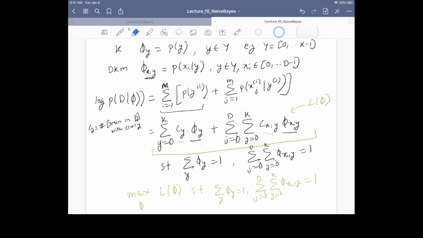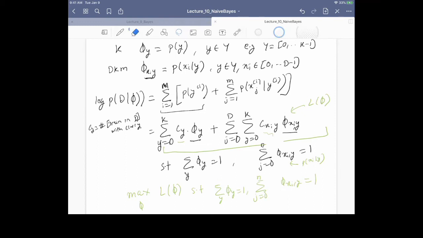Because it's the conditional probability, this really represents the probability of xi given y. So I don't actually have this outer sum over here. I just have this particular sum, the sum from j equal to 0 until d of phi xi y equal to 1. That's all. So this is the constraint over here.